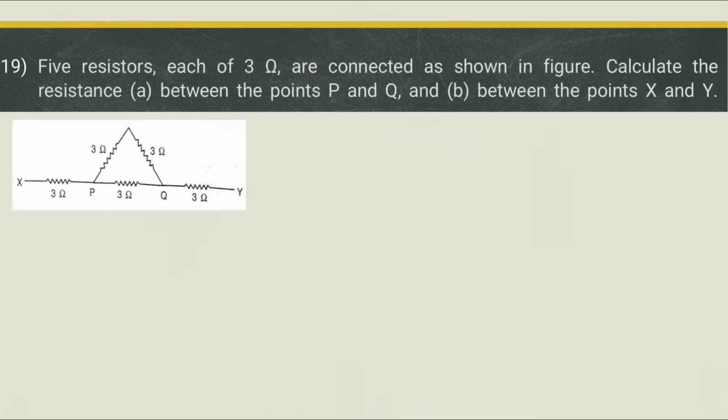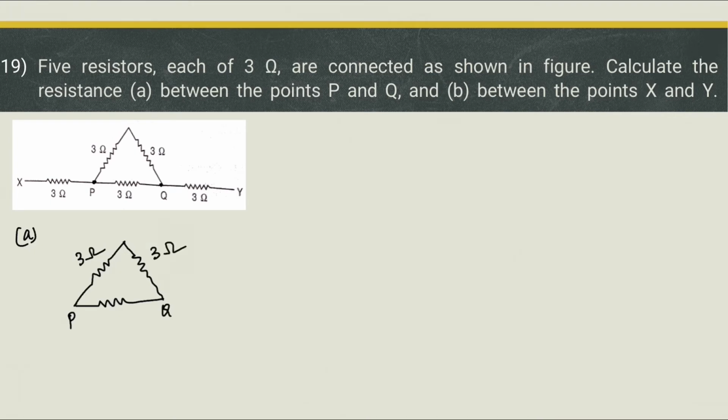In numerical 19, 5 resistors each of 3 ohm are connected as shown in the figure. Calculate the resistance between the points P and Q. So if we focus on the points P and Q first, if you carefully observe this circuit diagram, between P and Q, a triangle is formed.